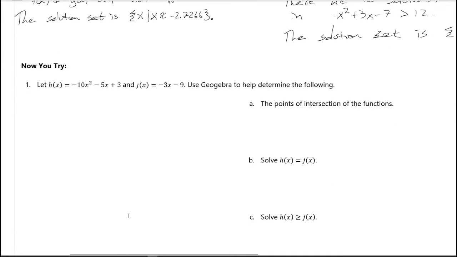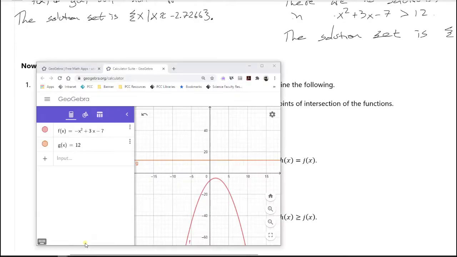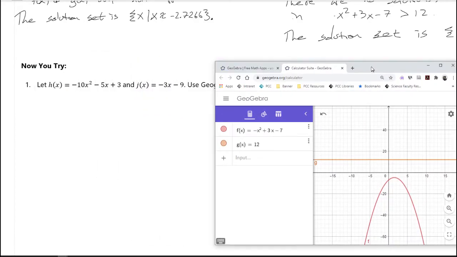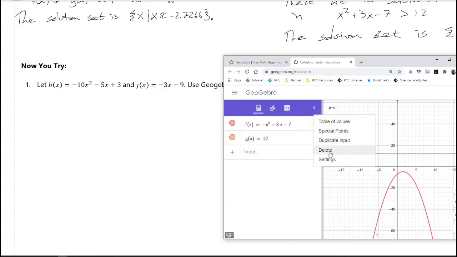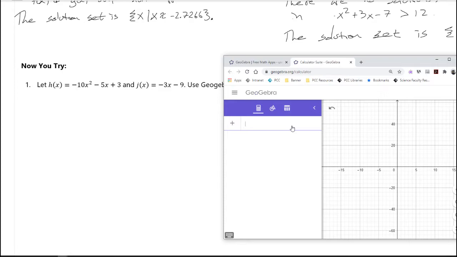Okay. Let's get GeoGebra out and we'll go ahead and clear out what I had for the previous problem. Now we're going to enter in these functions. We have h of x equals negative 10x to the second minus 5x plus 3. And we have j of x equals negative 3x minus 9.